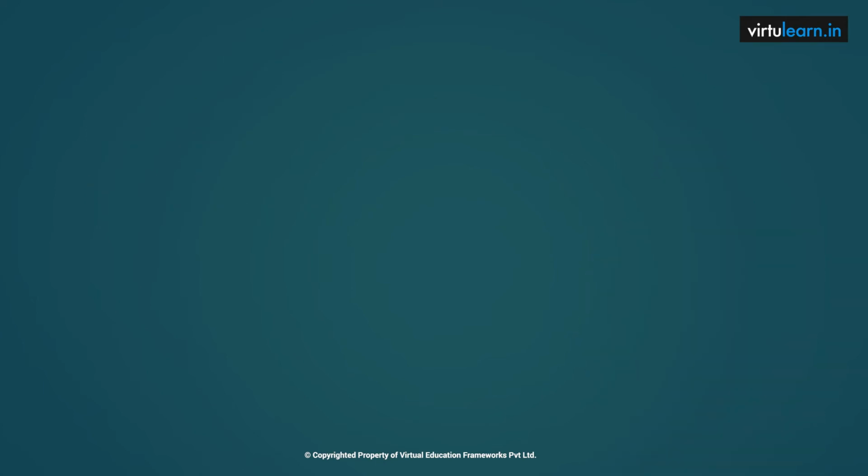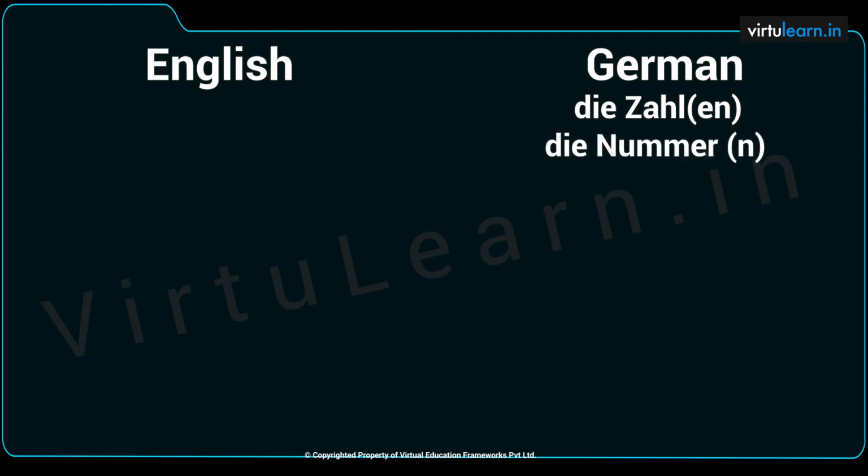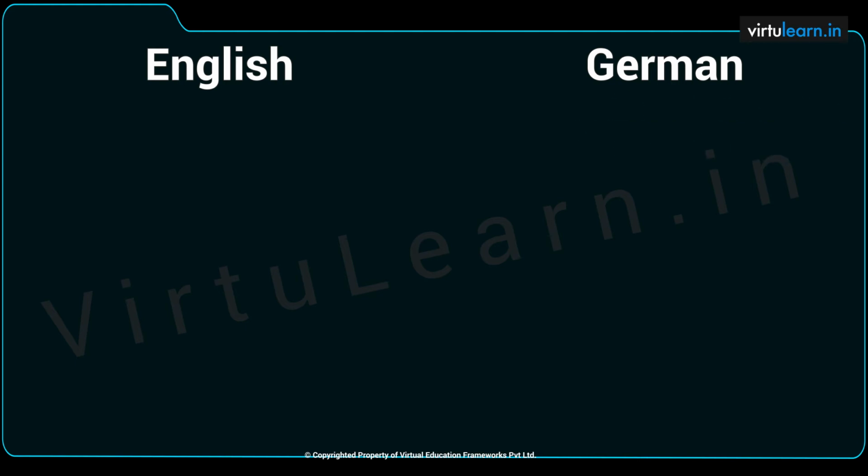So, as said, the numbers in German are called die Zahlen. A single number is called die Zahl, or die Nummer, die Nummer. So, let's begin to say the numbers in German.